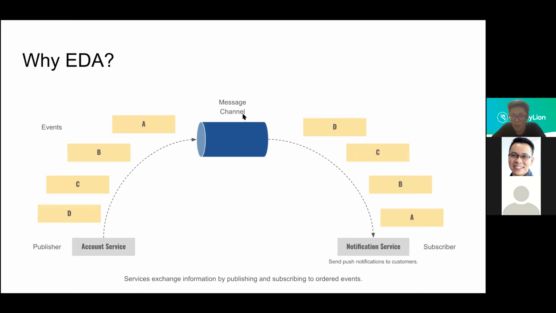There are two components that interact with each message channel: publishers and subscribers. Publishers are responsible for publishing events to the message channel, while subscribers are responsible for taking the events from the message channel. As you can see here, the publisher can publish a number of events A, B, C, and D in order, and the subscriber can in turn receive these events A, B, C, D in the same order in which the publisher sent the events to the message channel.